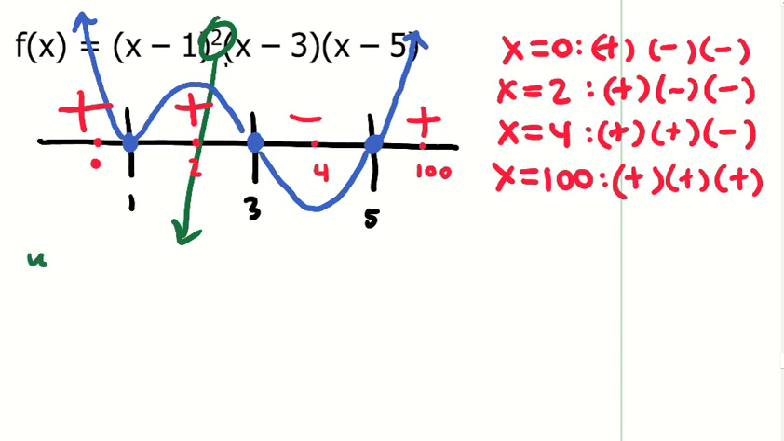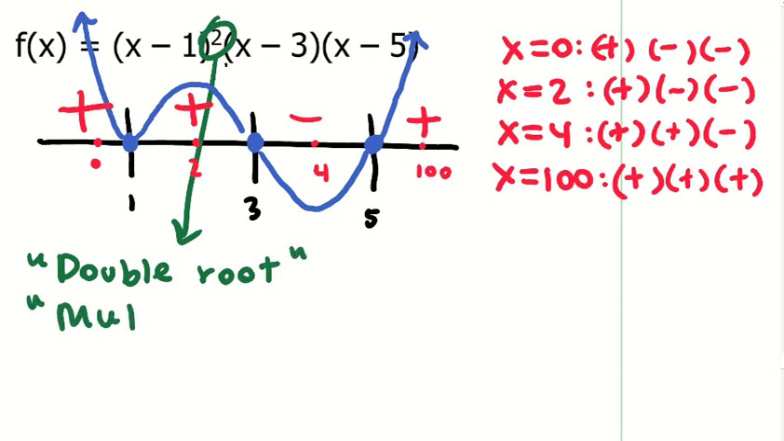Okay, so we call this a double root. We might say that it has multiplicity of 2. But regardless of what we call it, it's going to cause a bounce on the graph.